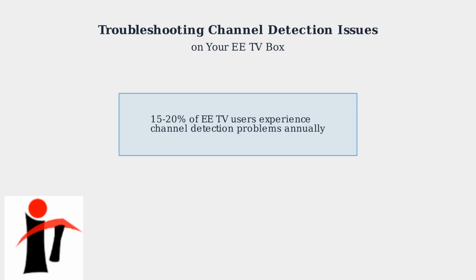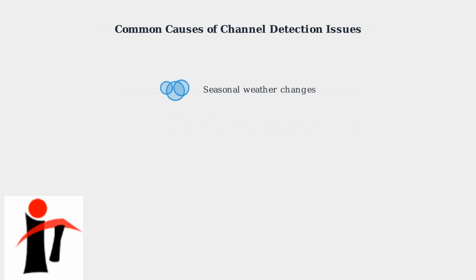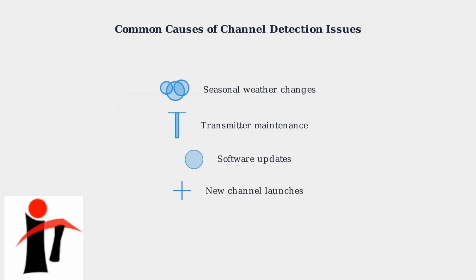These issues often occur during seasonal weather changes, major transmitter maintenance periods, software updates, or when new channels are launched. The most common causes include seasonal weather changes that affect signal reception, scheduled transmitter maintenance that temporarily disrupts broadcasts, software updates that may reset channel lists, and the launch of new channels that require a fresh scan.